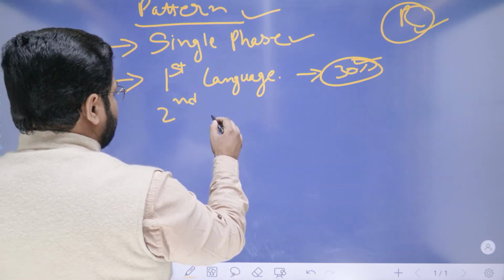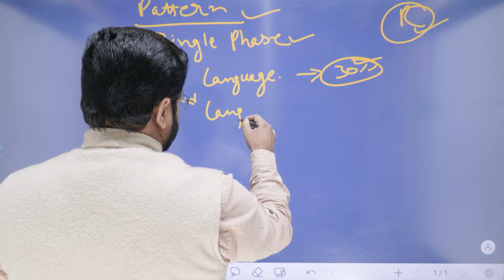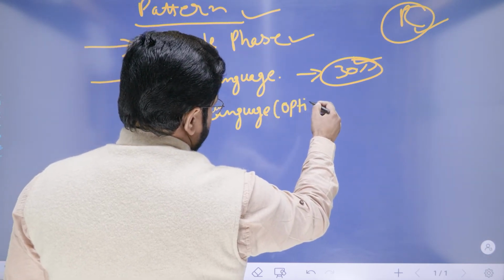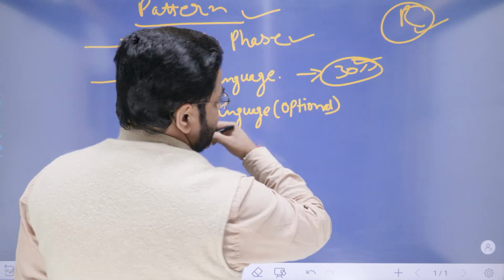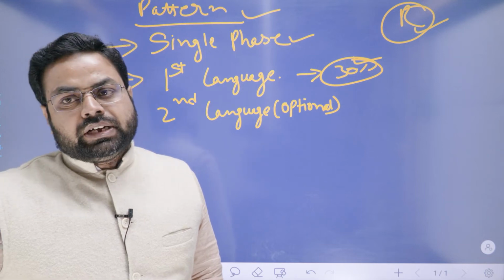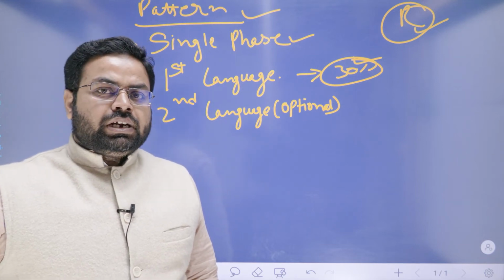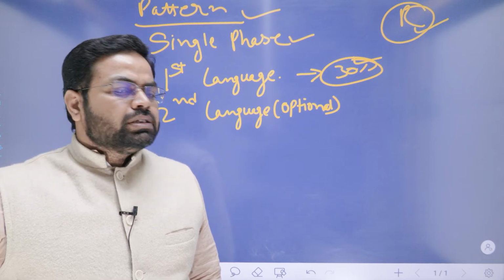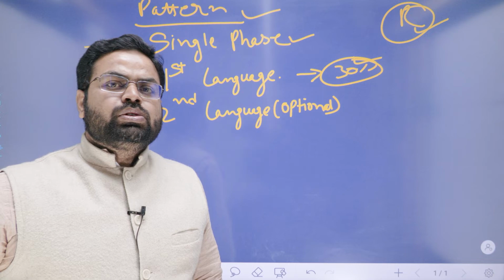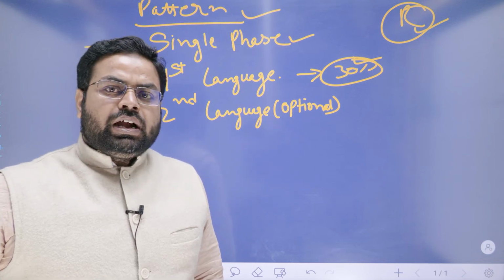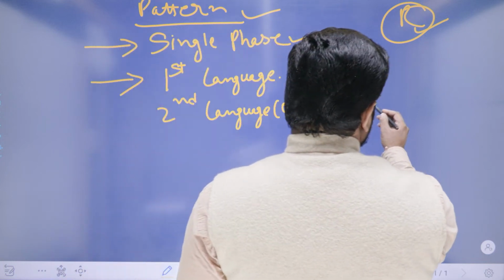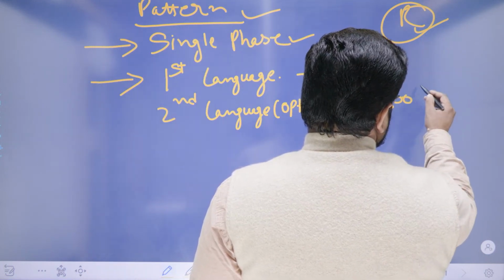The second paper will again be a language paper, but optional, and here you need to select one of the regional languages provided in the list, and those languages are like Bangla, Khortha, Kurmali, Mundari, Kuduk. Various languages are there, and you have to prepare that subject very well, because 300 marks weightage is for that subject.